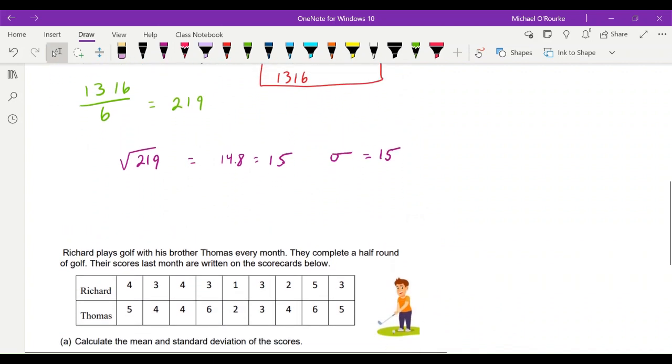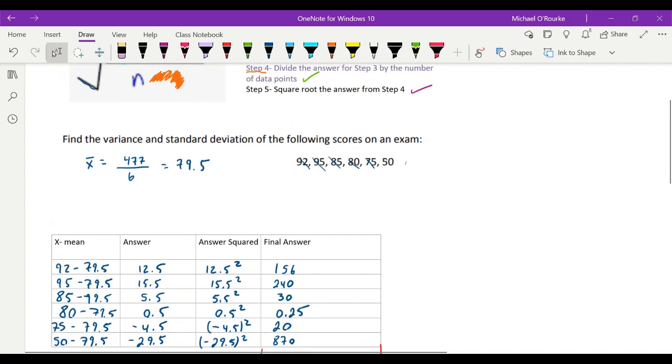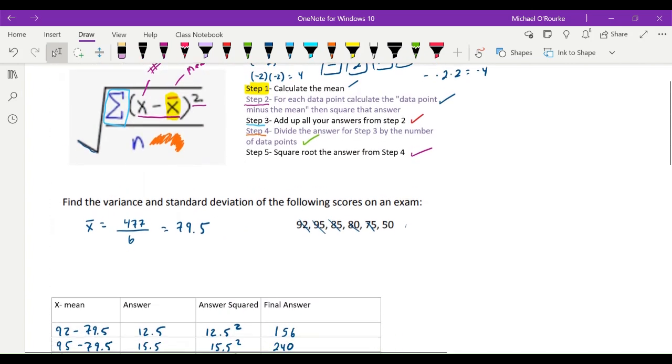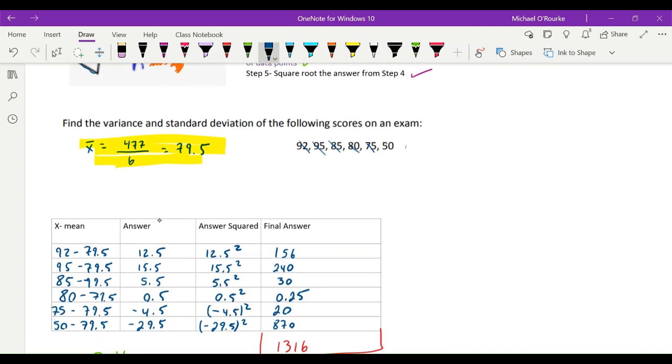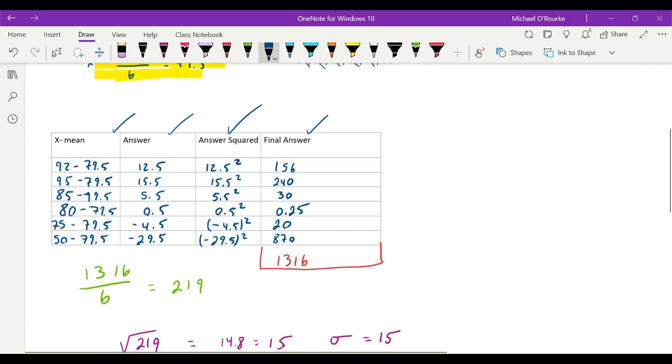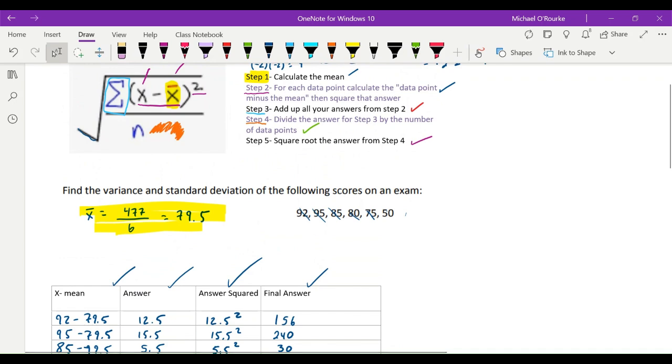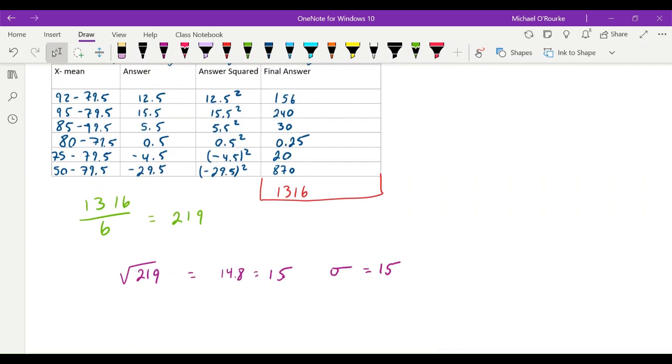So there's one done. So you can see my steps there. Calculate the mean, which was right here. And in blue, I did x minus the mean, got my answer. I square it here, and then I get my final answer. And I do it for every one of the points. Then once I have that done, I add them all up, which gives me my 1316, divide by the number of data points, and then take the square root of that answer, and that gives me my standard deviation.